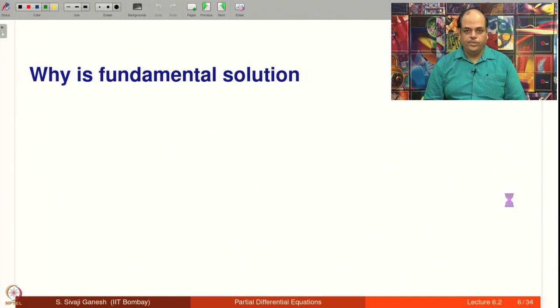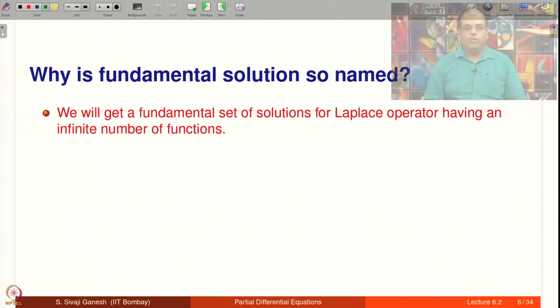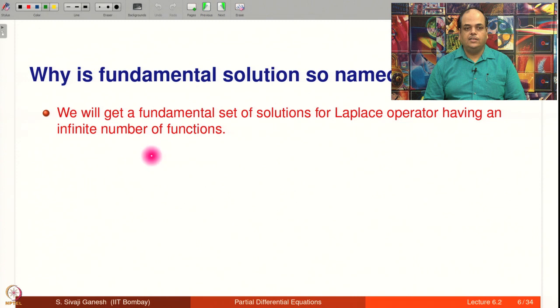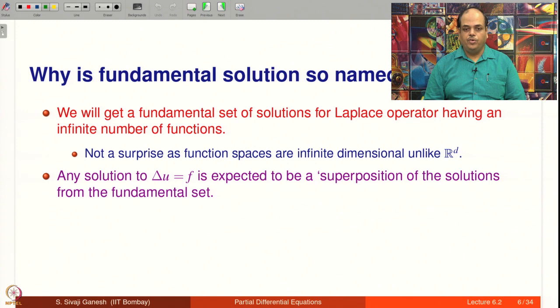So, why is a fundamental solution so named? We will get a fundamental set of solutions for the Laplace operator having an infinite number of functions. So, the set we are going to get for the Laplace operator will consist of an infinite number of elements, unlike the case of the linear system Ax = b, where it had only D elements. It is not a surprise, as function spaces are infinite dimensional, unlike R^D which is finite dimensional. Any solution to Laplacian u = f is expected to be a superposition of the solutions from the fundamental set.